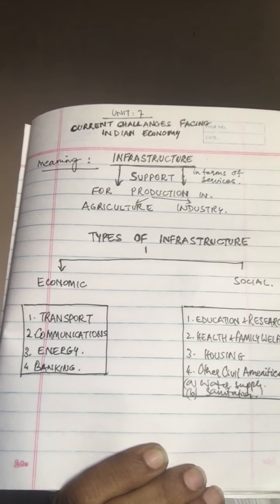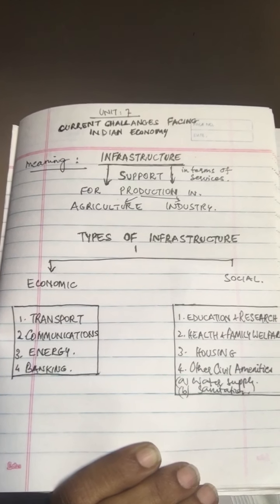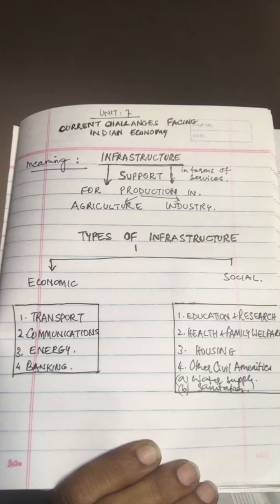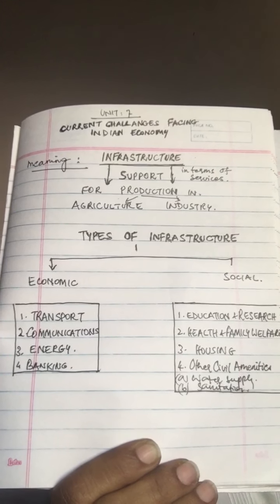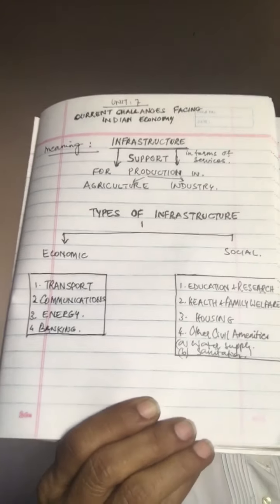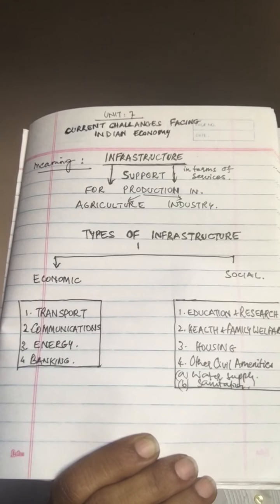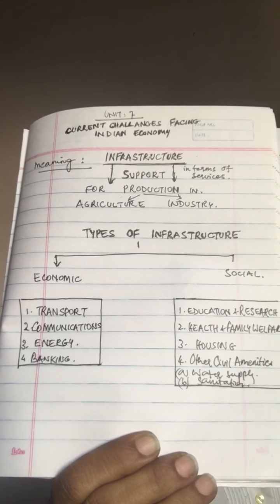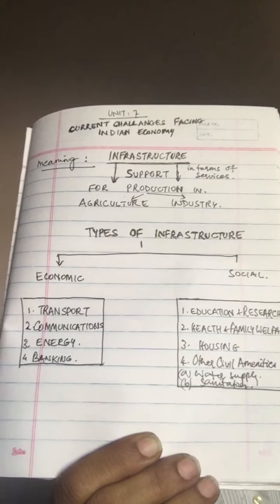For example, education improves labor productivity. Similarly, health infrastructure ensures supply of healthy manpower for production of goods and services. So when you spend on social infrastructure, it increases the stock of human capital in the economy. It helps in human capital formation. So a good question could be, what do you mean by infrastructure? What are the types of infrastructure? Or differentiate between economic infrastructure and social infrastructure.